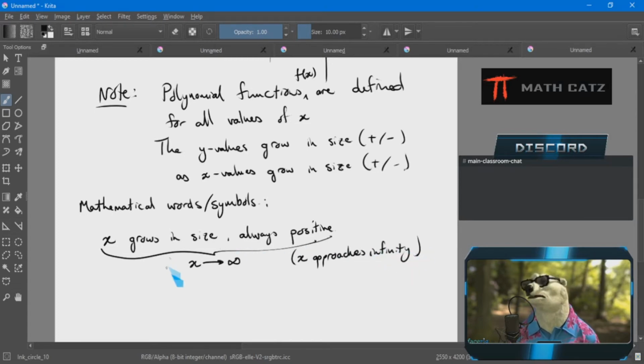But that is just a short way to represent the behavior of x values. It's a behavior that I'm trying to indicate. What am I looking at for the x values? They're growing and they're always positive. 10, 100, 1,000, million, getting bigger and bigger, positive. So on the x-axis, I'm going to the right.